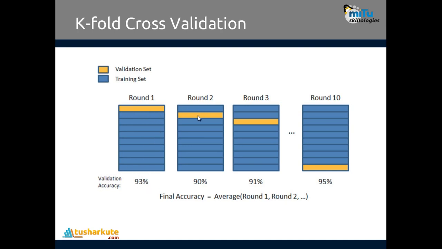Then the second part, then third, fourth, fifth, up to 10. After 10, every part is checked for accuracy, and the final accuracy will be the average of all. If it goes above some good or validated accuracy, then only the data set can be considered for the given algorithm. This is what we call k-fold cross validation.